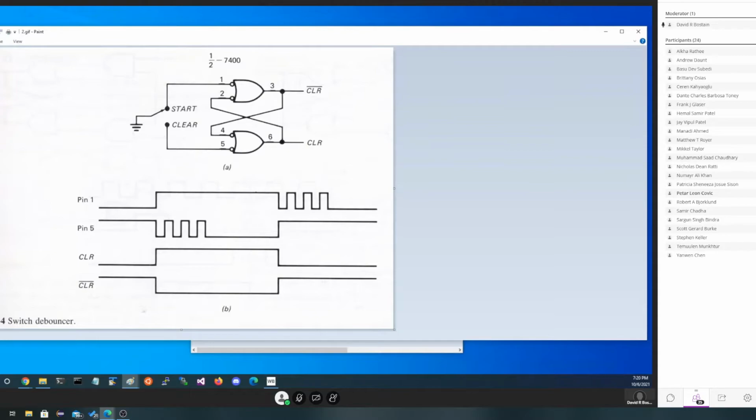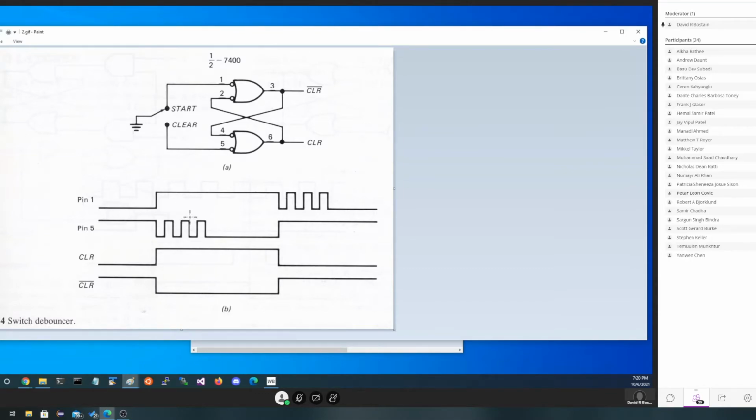On TTL, if you don't hook something to an input, it's the same as hooking it to 5 volts. So the moment we release start, that pin is going to shoot up to 5 volts. And it's going to stay there until we release it. Again, we release clear. Now, during the bouncing time, we're going to get some invalid signals.